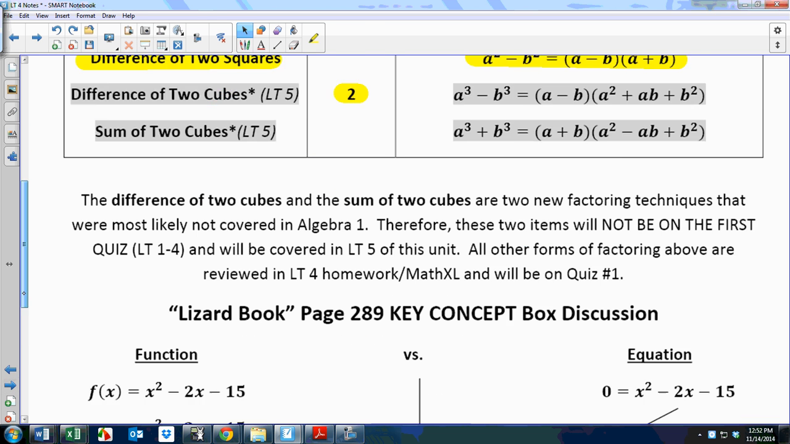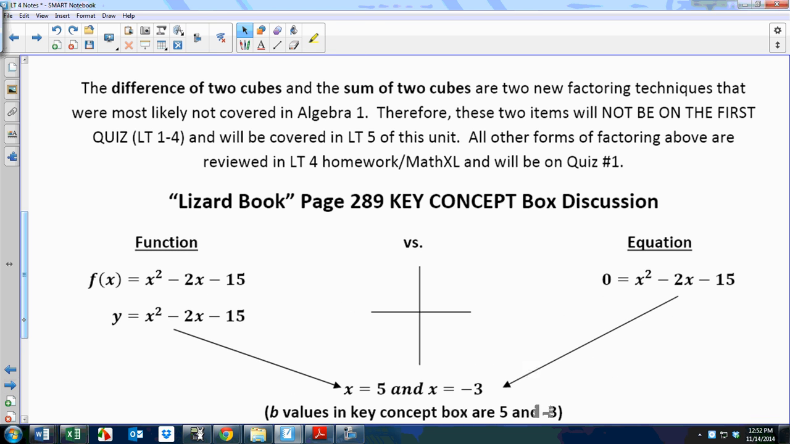So again, here's that page. Here's my version of that box. We know how to graph a quadratic. So here's the quadratic, x squared minus 2x minus 15.